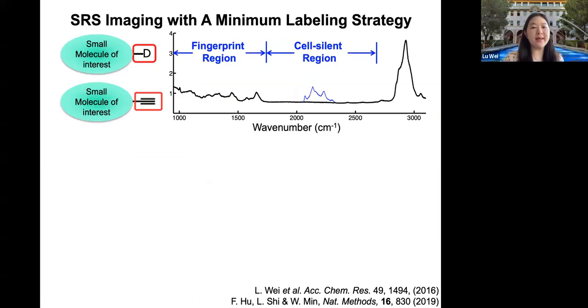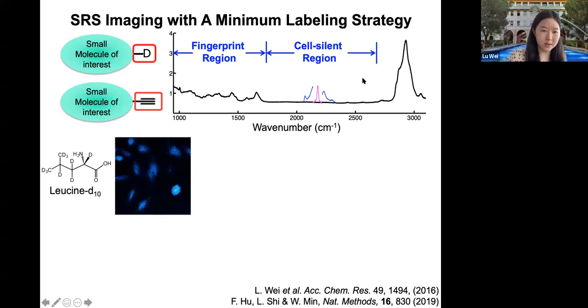So encouraged by that, we and others also demonstrated an SRS imaging scheme with a minimal labeling strategy by utilizing small, bio-orthogonal and spectroscopically orthogonal vibrational tags. They're essentially just chemical bonds, such as the carbon-deuterium bond or carbon-carbon triple bond, which are bio-orthogonal, minimally perturbing, and have their spectra in the cell-silent bio-orthogonal region. So for carbon-deuterium, the spectrum is broader. For alkyne, it is a very sharp, single peak. So with that, you can tag your molecule of interest, metabolites of interest, with a carbon-deuterium or carbon-carbon triple bond.